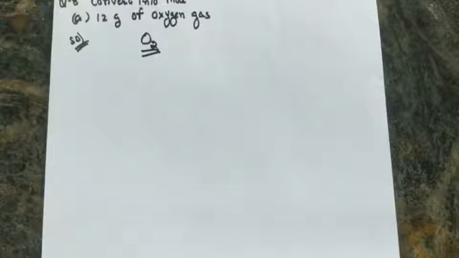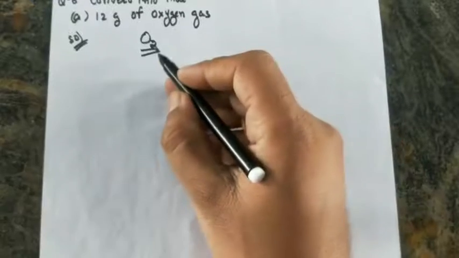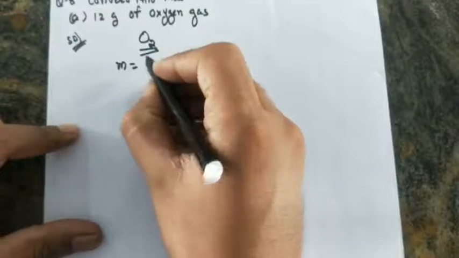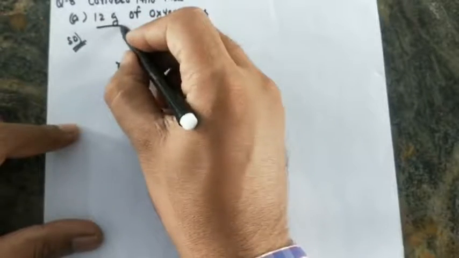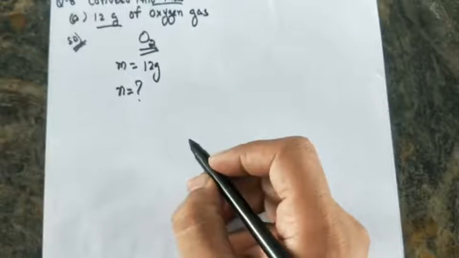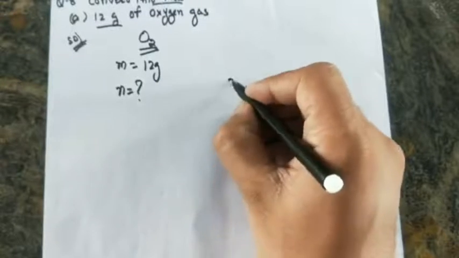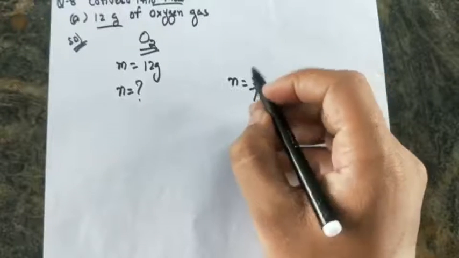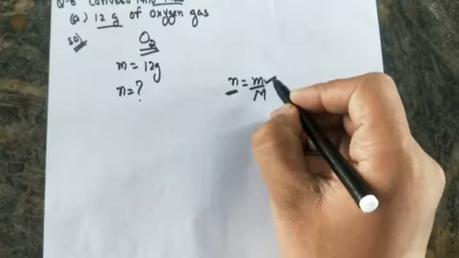Next, question number 8. Convert into mole. First part, 12 gram of oxygen gas. Now students, since it is oxygen gas, its formula will be O2. In this case, we are provided with the mass, that is 12 gram, and we have to find the moles, that means we have to find small n. That means again we will be using the same formula, that is small n is equal to small m upon capital M, which establishes the relation between moles and mass.